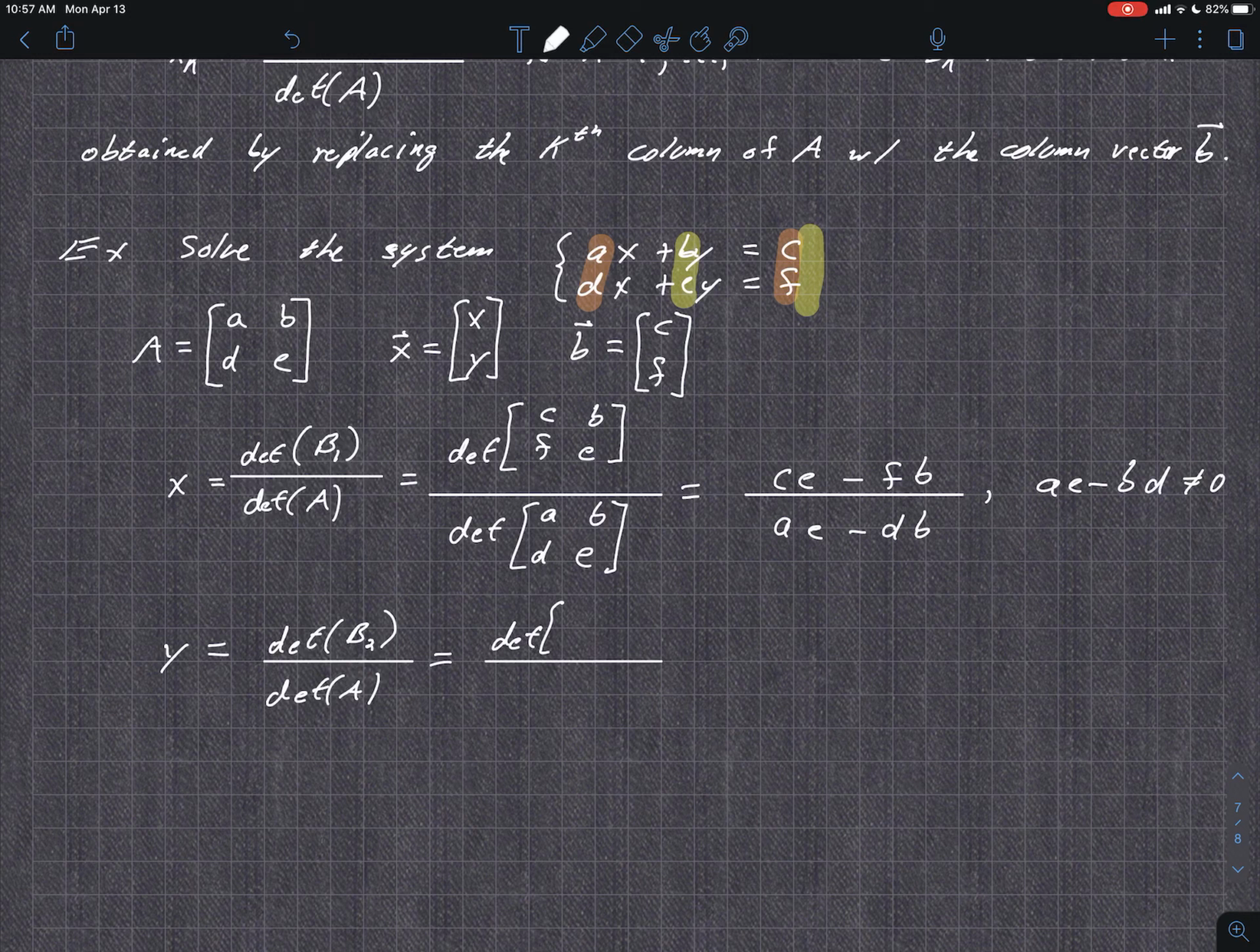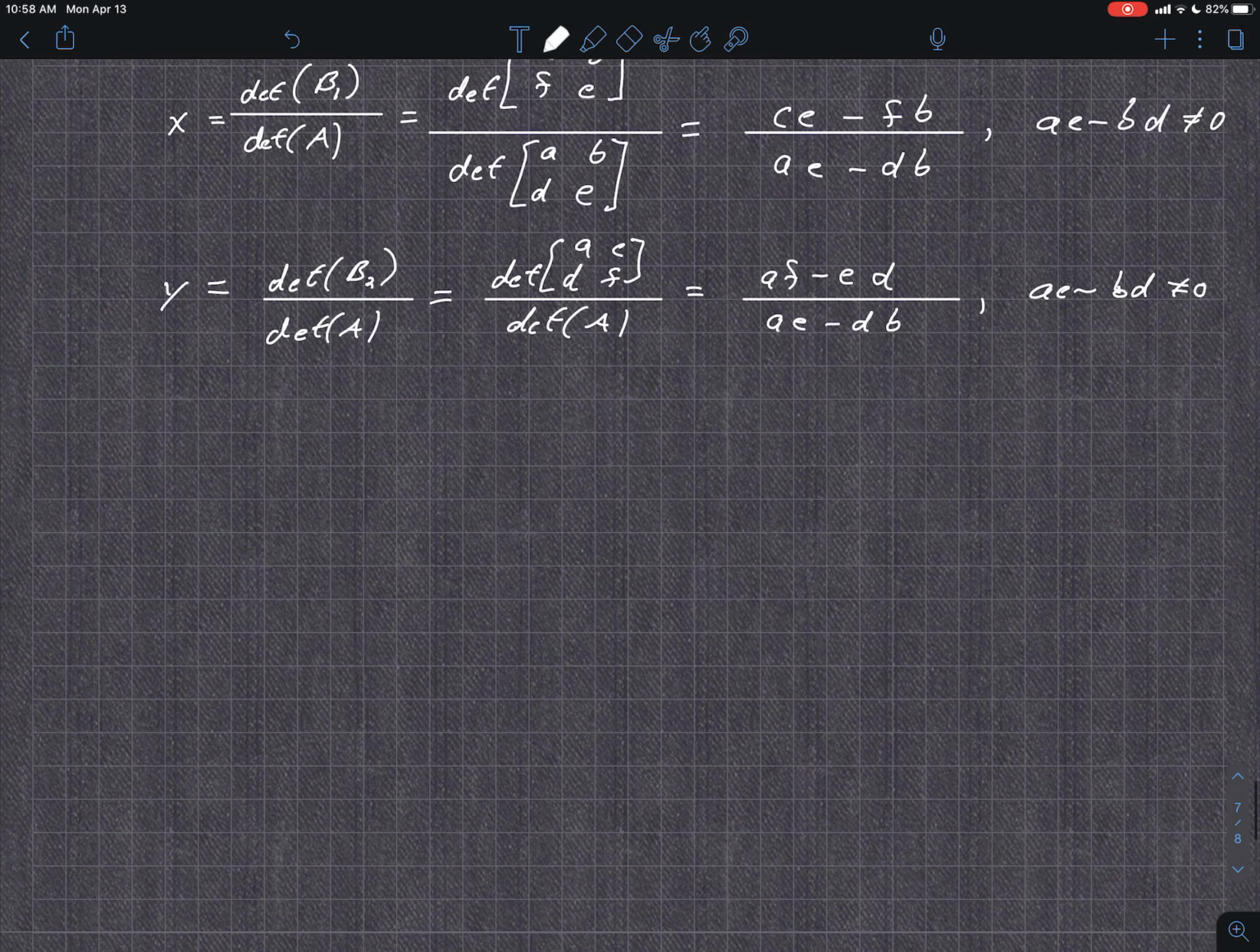Now I'm going to say the determinant of the matrix. So now it'll be A, D, and then you replace and get C, F here. Okay, and the determinant of A is the same. So you get the value AF minus ED, and then the determinant of A is the same, AE minus DB. And I'm being a little lazy on the commuting properties there, but they're all the same, of course.